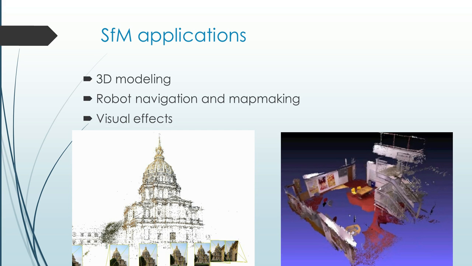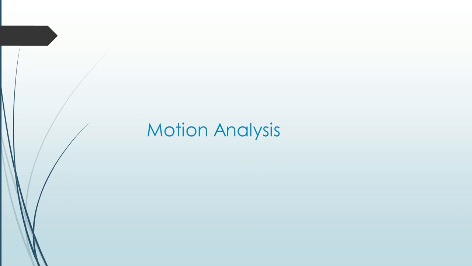Some of the applications are 3D modeling. Also, as we mentioned before, we also have 3D robot navigation and map making, in which an autonomous robot can just wander around the room and start taking pictures and then try to build a particular map. So now let's talk about motion analysis.